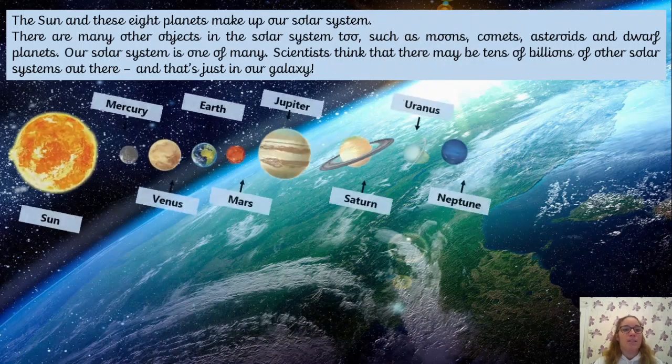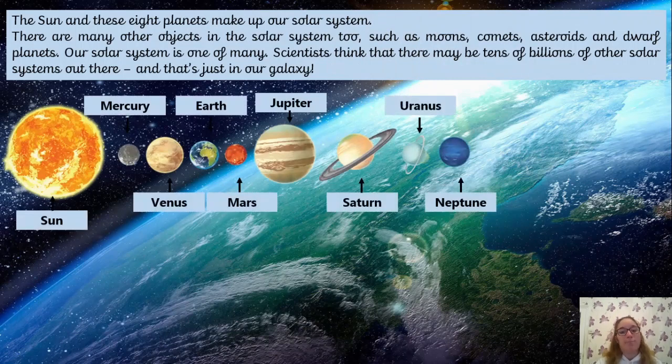Okay, so the Sun and these 8 planets make up our solar system. Okay, there are many other objects in the solar system too. Okay, so you've got the moons, comets, asteroids, dwarf planets. Wonder if you remember the dwarf planet I mentioned last week, which is no longer a planet. Okay, we'll find out in a minute. So our solar system is one of many. Okay, so scientists think there are maybe tens of billions of solar systems out there. That's just in our galaxy.